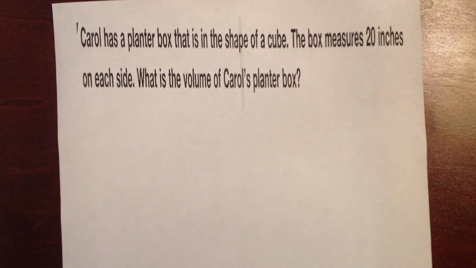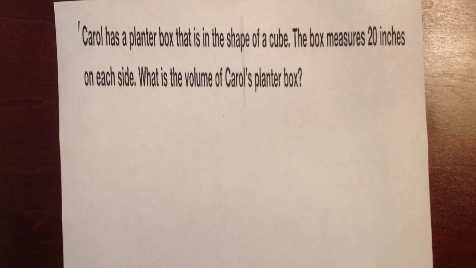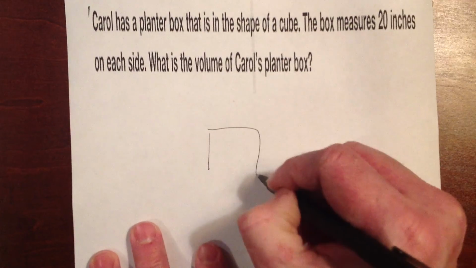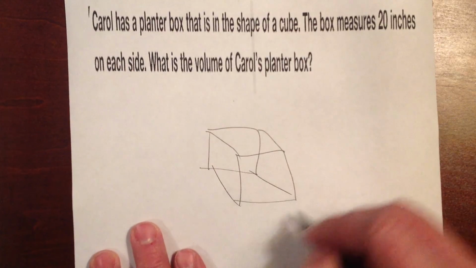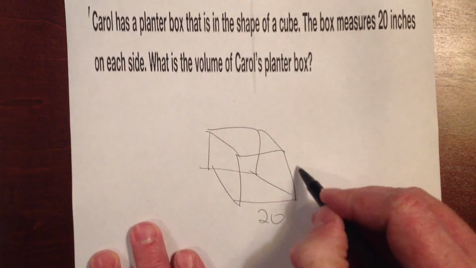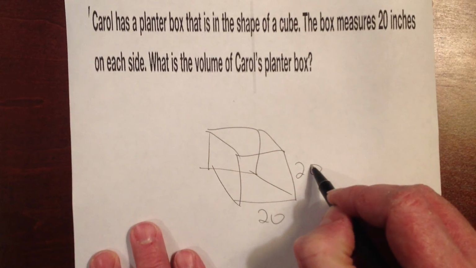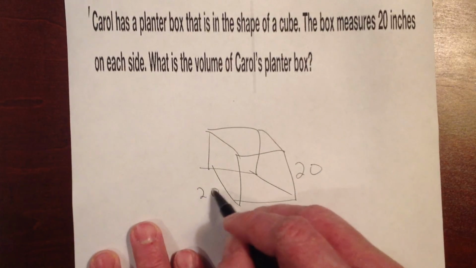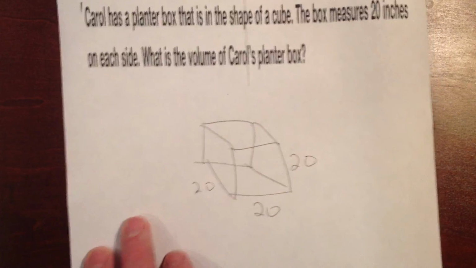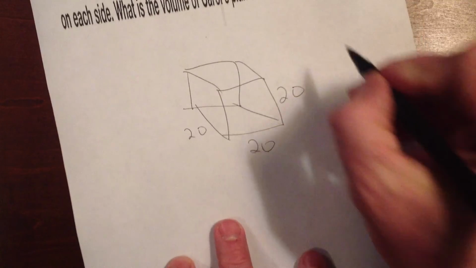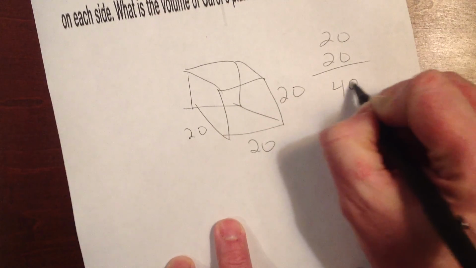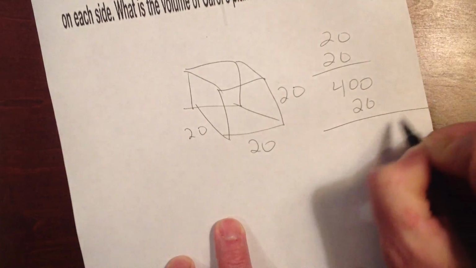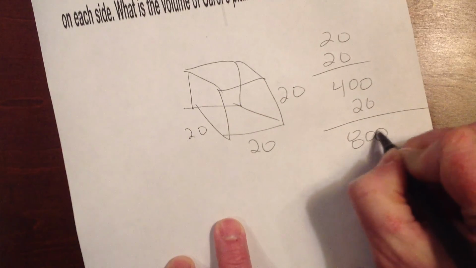Carol has a planter box that is in the shape of a cube. The box measures 20 inches on each side. So again, you're going to have a cube. Forgive my drawing, I'm just in a hurry. This is 20. So therefore this is 20 and this is 20 as well. What is the volume? So we simply have to multiply 20 times 20 for 400, and then again multiply that by another 20, which is going to be 8,000.